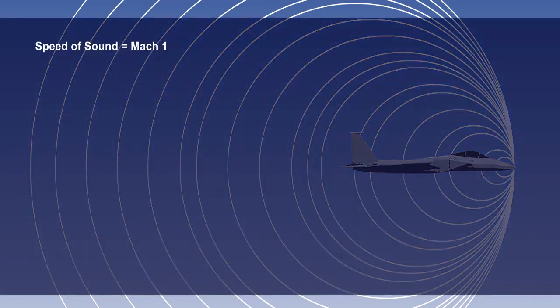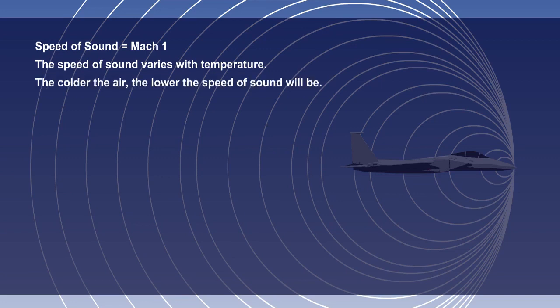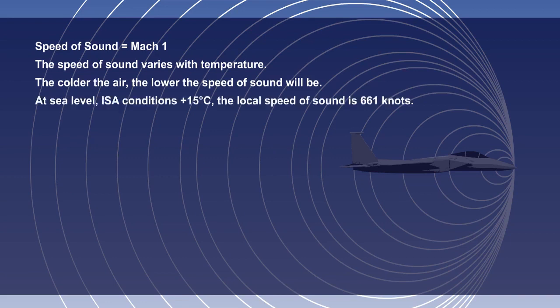The speed of sound is known as Mach 1. The value of Mach 1 depends on the temperature of the air and will vary as temperature changes. The colder the air, the lower the speed of sound will be. The speed of sound for a given temperature is known as the local speed of sound, or the LSS.